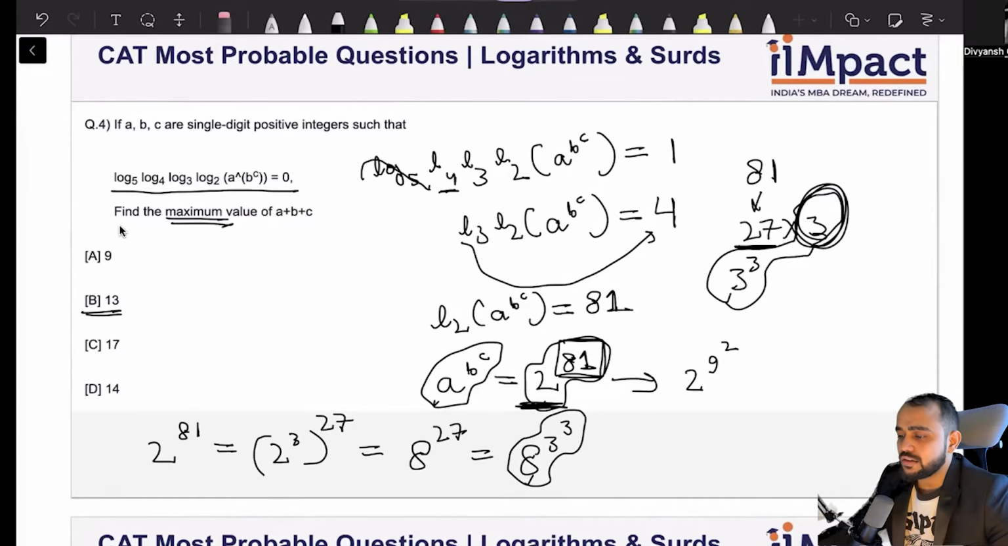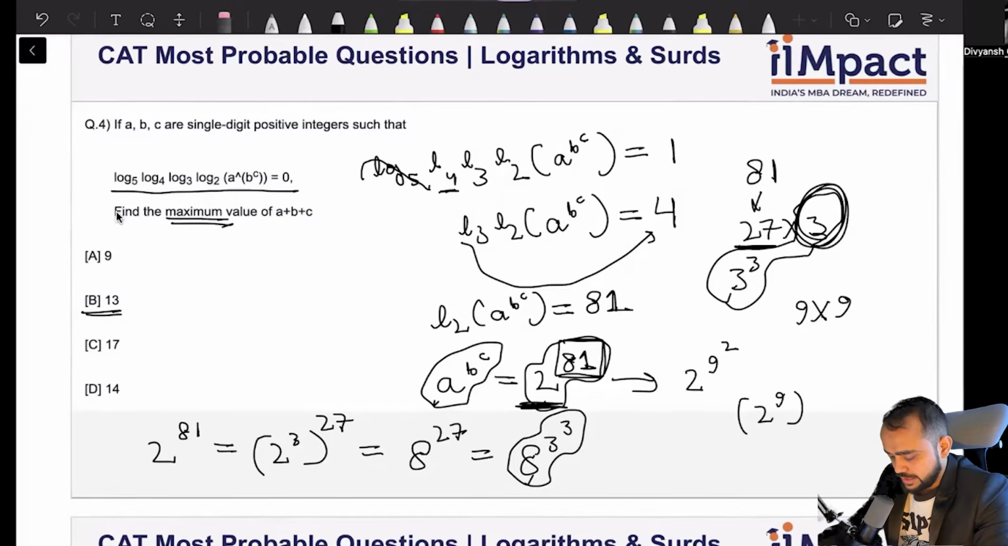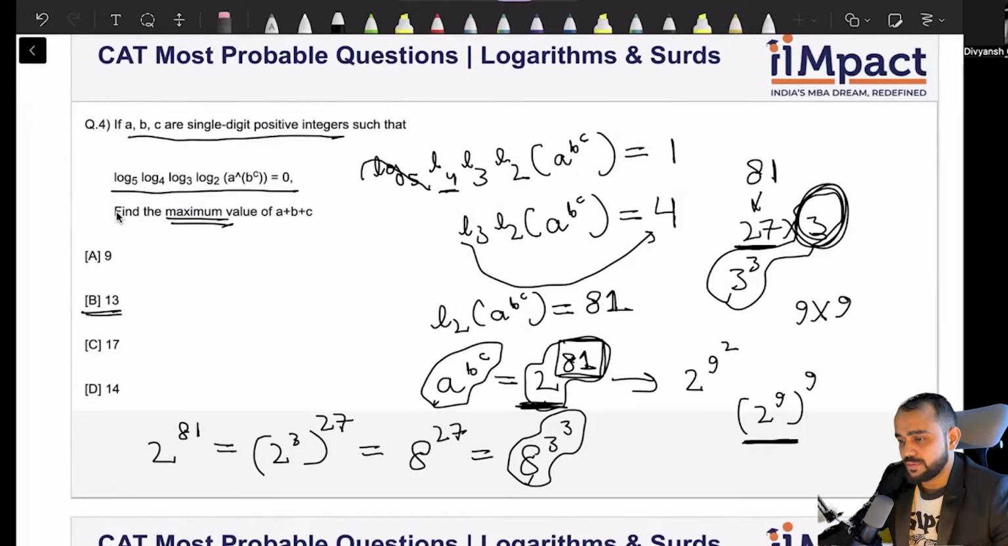Can I get some other combination as well? Let's check for that. If, let's say, I write this as 9 into 9, I'll get this as 2 to the power 9 raised to the power 9, right? However, 2 to the power 9 is not going to be a single digit positive integer, which means this is the highest that I can go for. So your answer will be 14.